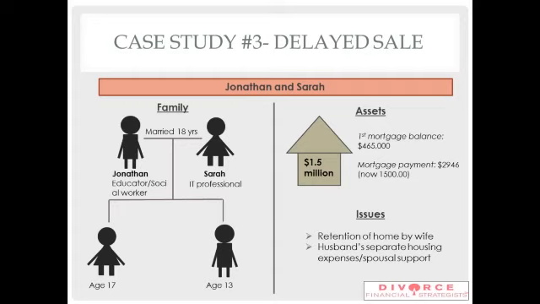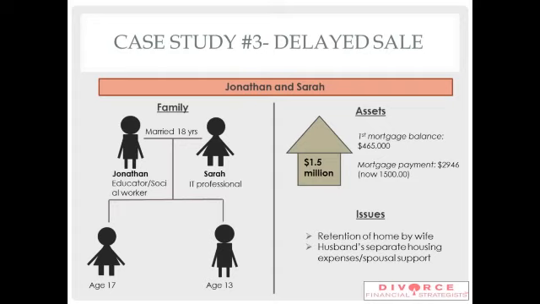You can see that their house, actually the 1.5 is wrong. Their house just went up in value. It's actually worth 1.8 now. Those are the comps in the neighborhood because some homes recently sold for higher amounts in their particular neighborhood. However, their first mortgage balance is $465, and their original mortgage payment was $2,946.